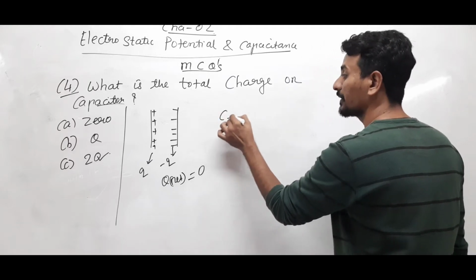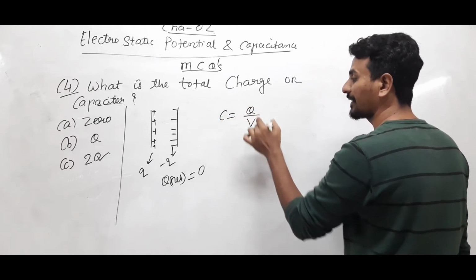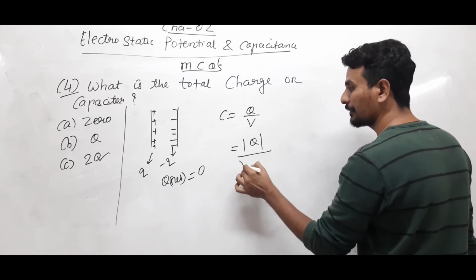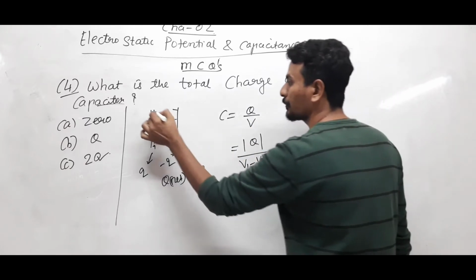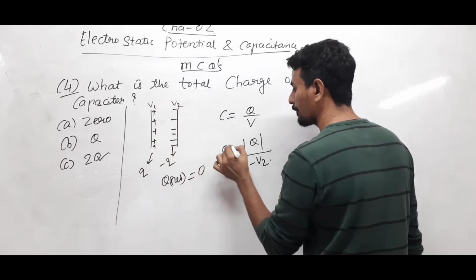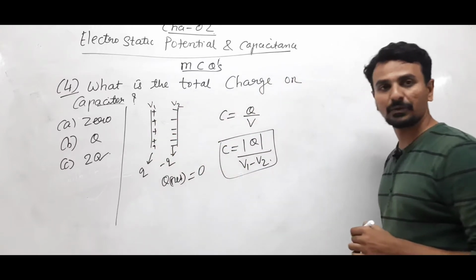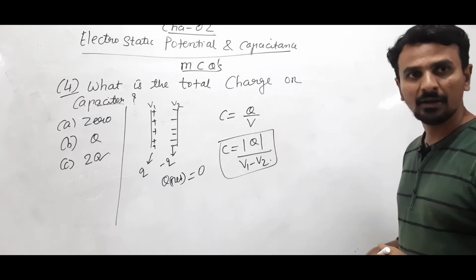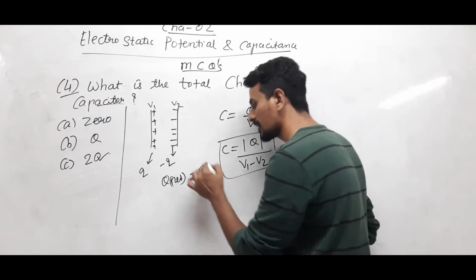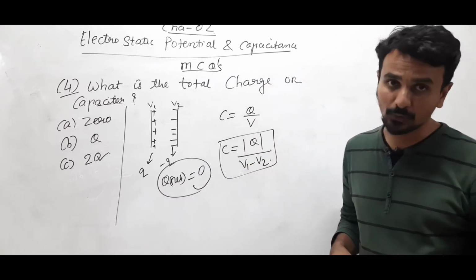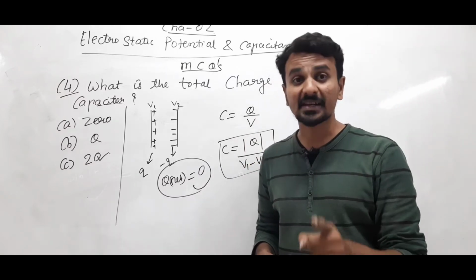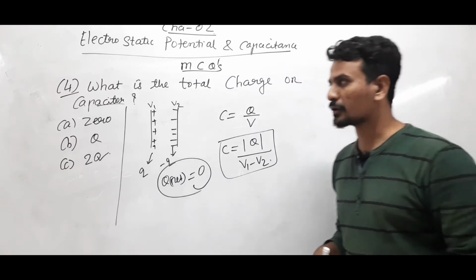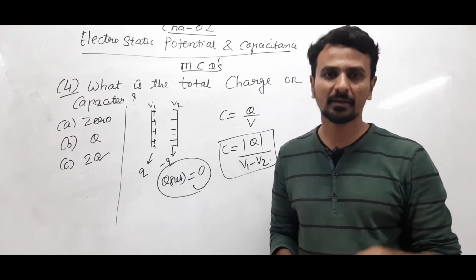Yes, of course, when you are using the formula Q by V, this actually means you are writing the magnitude of any one of the charges. V means you are writing the potential difference of these two plates. This is what the formula is all about. C is equal to mod of Q upon V1 minus V2. This is how you write this formula. But the total charge or the net charge on the capacitor will be 0. Even though charge is 0, the electric field is not 0. Clear? Done? Capacitor is also known as condenser. Fine? The next one.